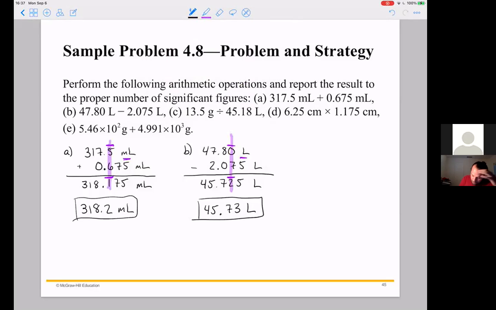Okay. So then for this one, I have 13.5 grams. I'm going to divide by 45.18 liters. Again, multiplication division, kind of nice because I don't have to worry about the stacking at the decimal, anything like that. I just go ahead and punch this into my calculator. This would give me 0.29888.